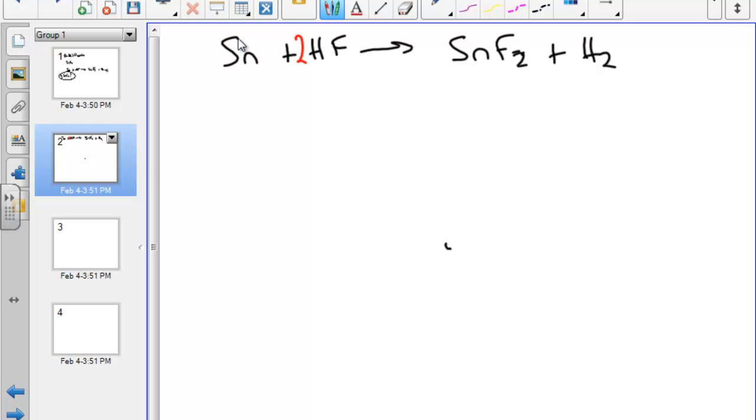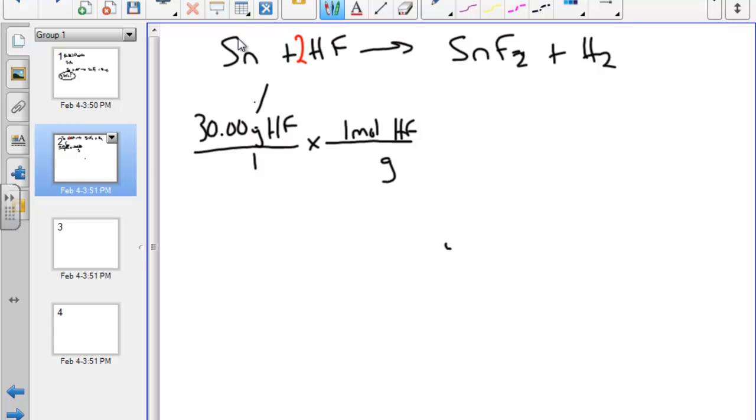So, starting with 30 grams of hydrogen fluoride, grams HF is the starting point. Now, I'm going to convert that into moles of hydrogen fluoride first. That's got to be my first step. Remember, I've got grams right here, which means grams has to go here. It's going to force me to set it up in the right way. And then figure out, well, what is HF?